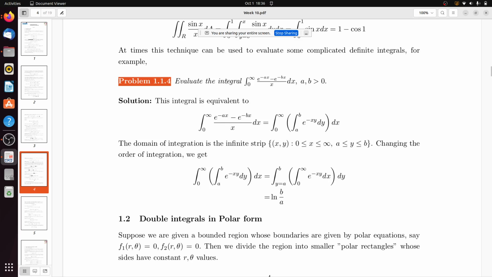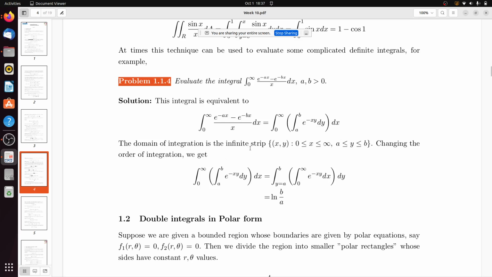Quickly go through the slide that evaluates the integration from 0 to infinity of (e to the power minus ax minus e to the power minus bx) by x dx. This integral is equivalent to, if you integrate e to the power minus xy dy, you will get that this is nothing but the integration from 0 to infinity, a to b, of e to the power minus xy dy dx.